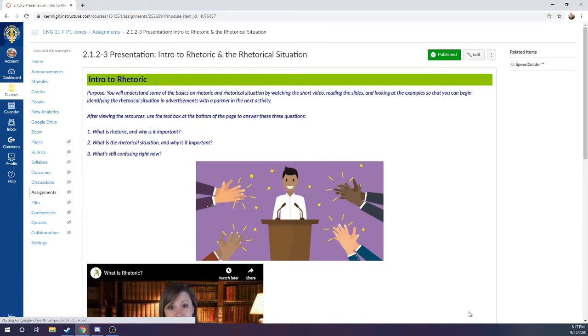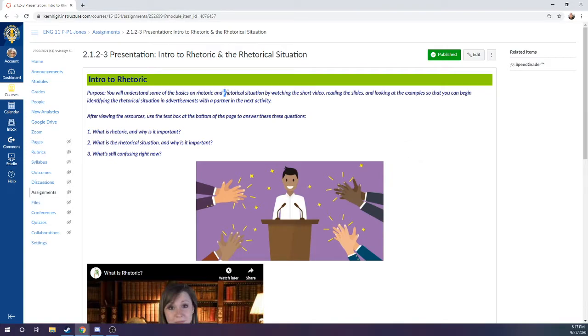Also, always, always, always, you want to respond to at least 2 other classmates when we have a discussion. So if you go to the next page, we see our introduction to rhetoric. And in this lesson, you'll understand some of the basics of rhetoric, and you'll understand what a rhetorical situation is.